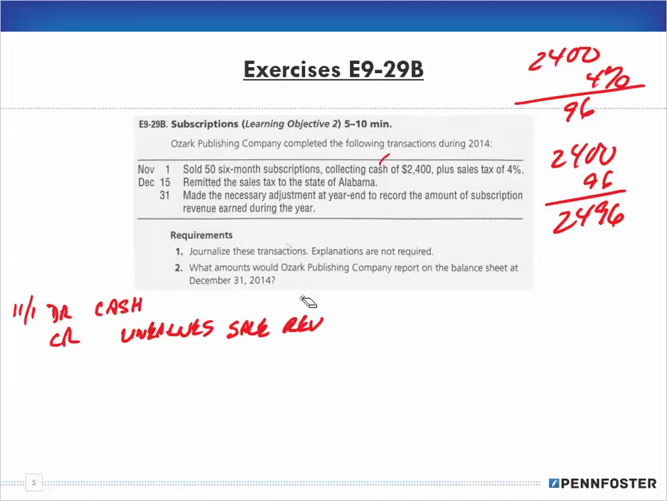As you saw, and this will be a common mistake for everybody, I just wrote sales revenue because I didn't think about it. I just automatically said, oh, I made sales revenue. But the issue here is that this is unearned sales revenue. Why? Because they're subscriptions. It's a 6-month subscription.